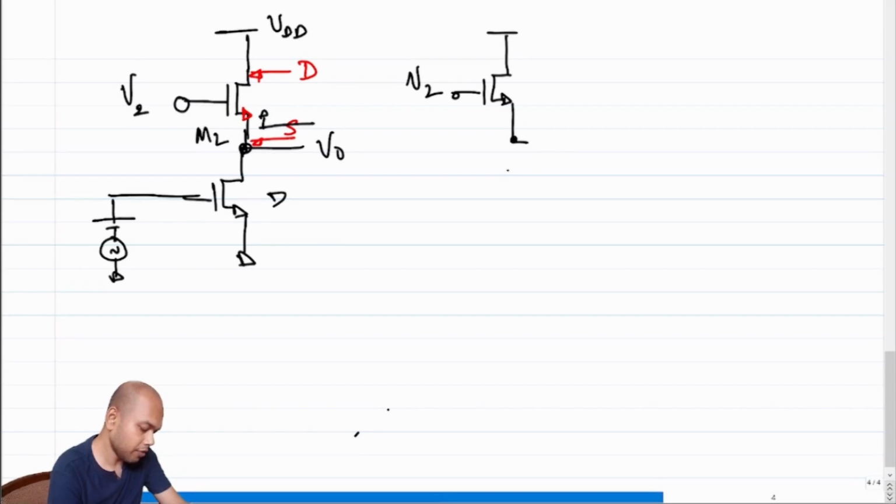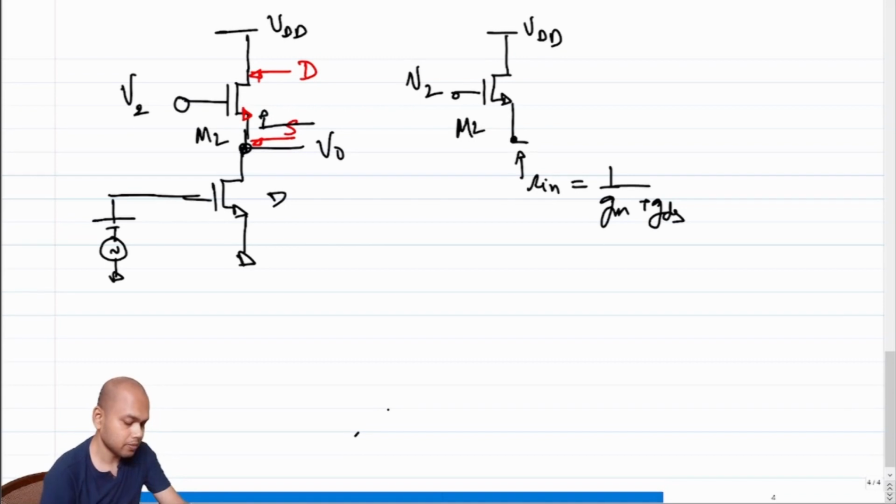So I am asking, this is M2, what is the small signal impedance Rin looking up into the source? You can replace this guy with its equivalent impedance. We have done that multiple times. And what impedance do we see? The impedance that we see is Rin equal to 1 over Gm2 plus GDS2.